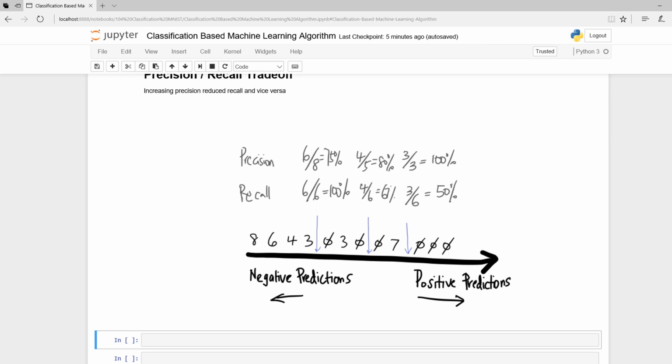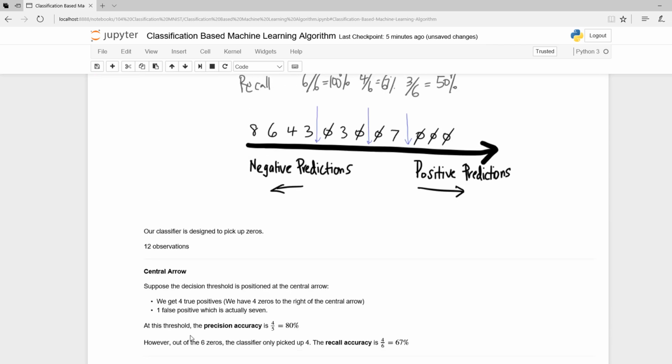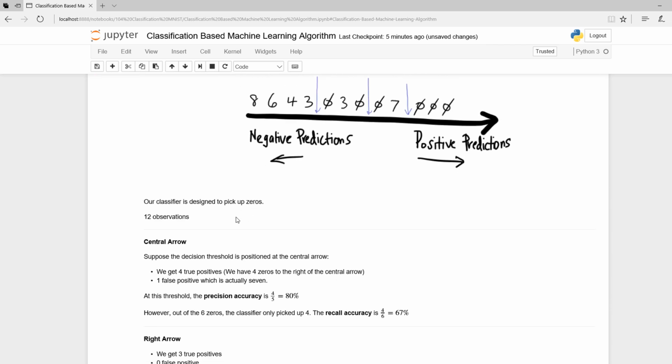Okay, so let me just give you the actual description of everything that we've done. Our classifier is designed to pick up 0. There are 12 observations, and suppose the decision threshold is positioned at the central arrow. We get 4 true positives. We have 4 zeros to the right, and 1 false positive, which is actually a 7. At this threshold, the precision is 4 out of 5, which is 80%. Out of the 6 actual zeros, the classifier only managed to pick up 4.